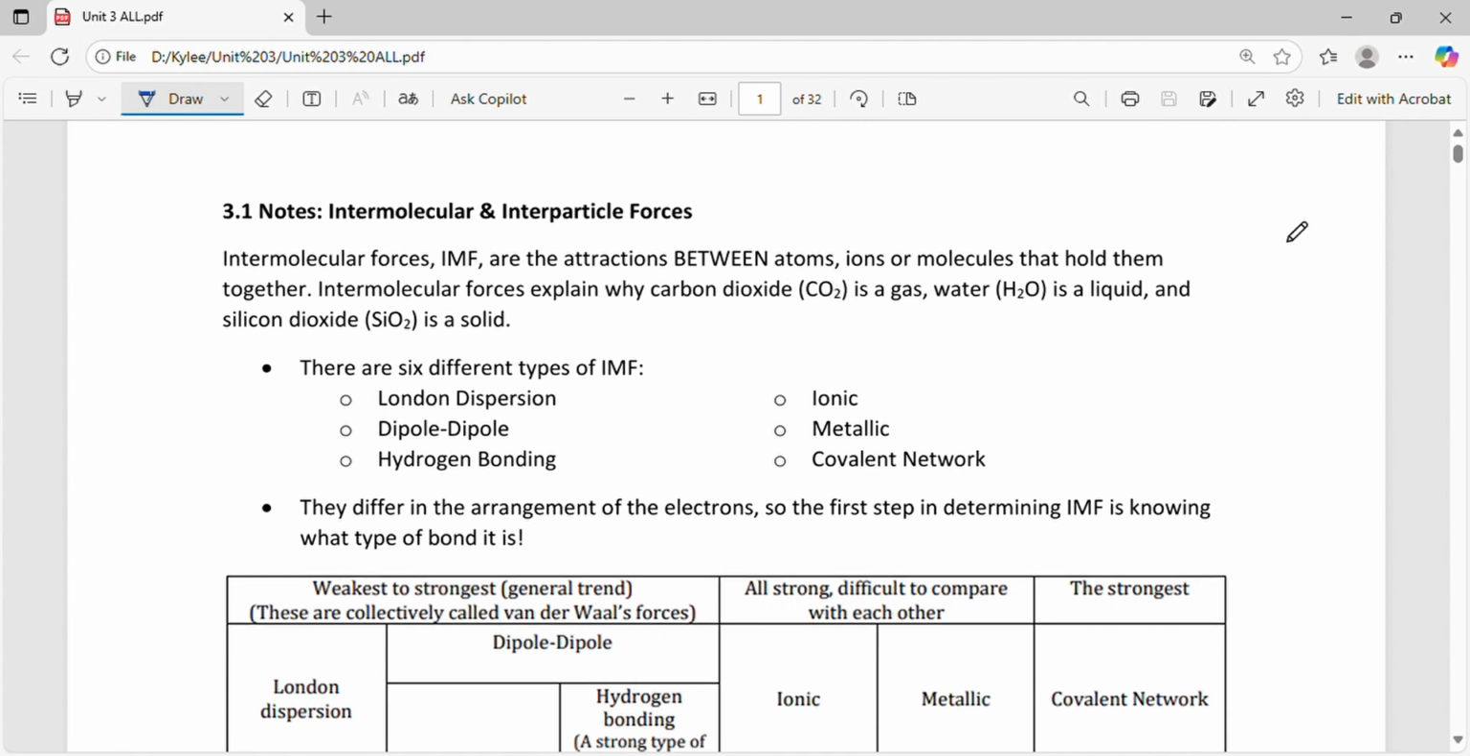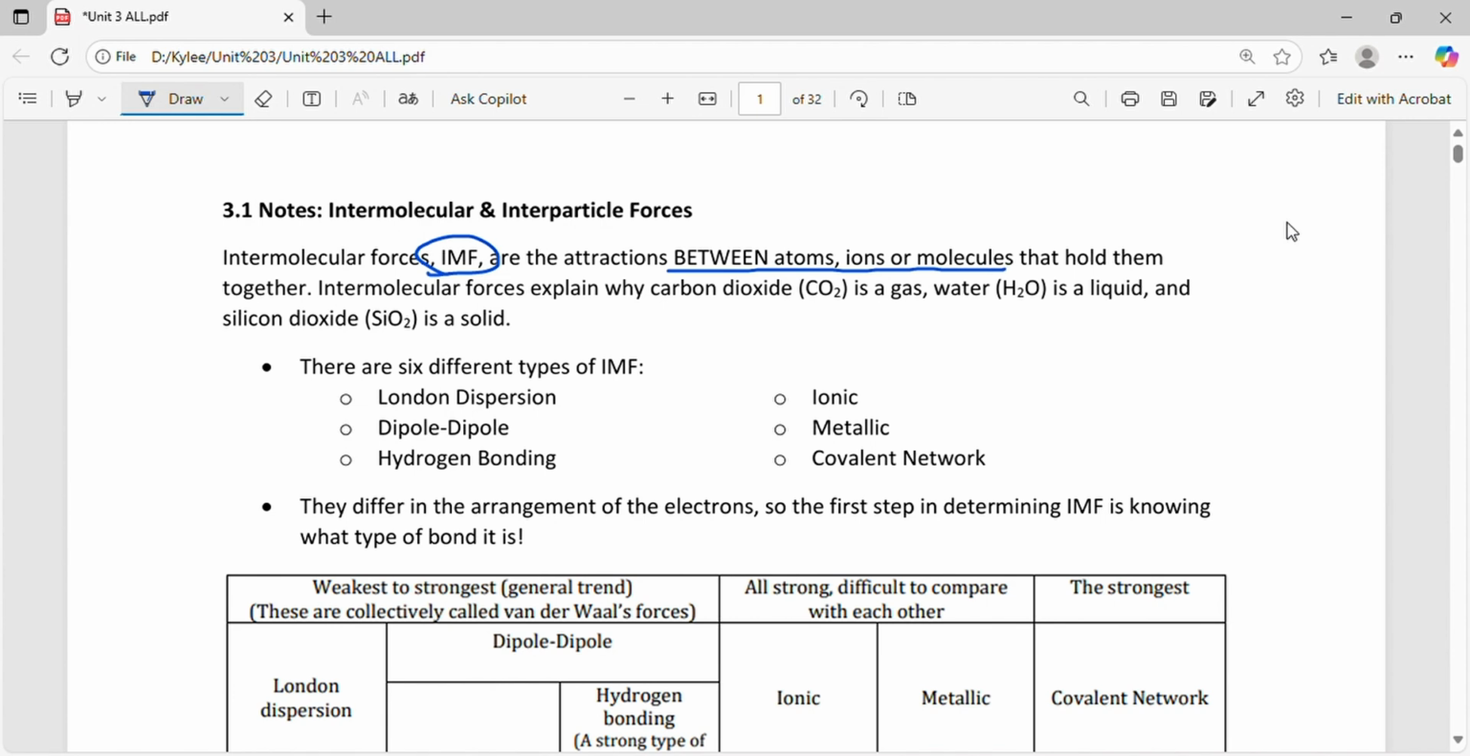This is 3.1, Intermolecular and Interparticle Forces. So, an intermolecular force, which we often abbreviate in chemistry as IMF, is an attraction between atoms, ions, or molecules that holds them together. We use IMFs to explain lots of properties about compounds.